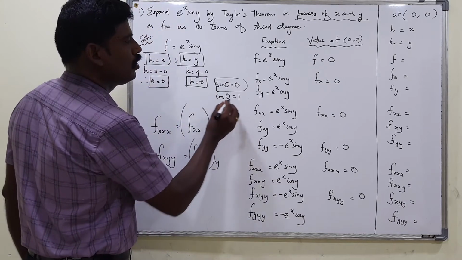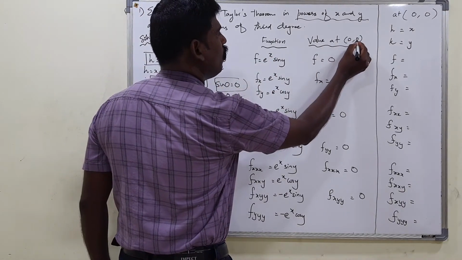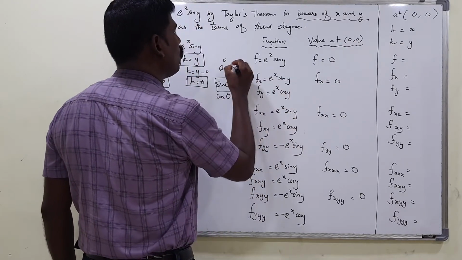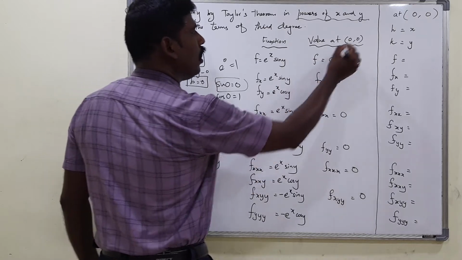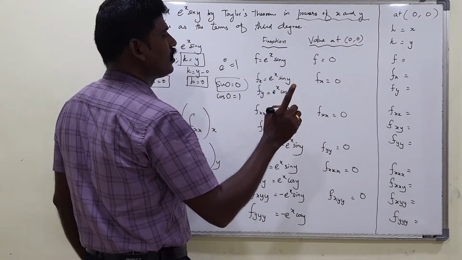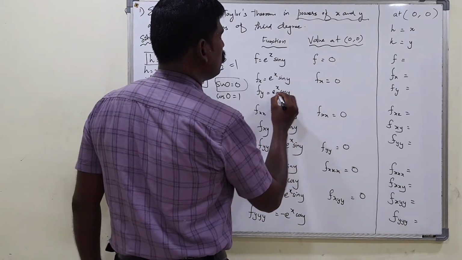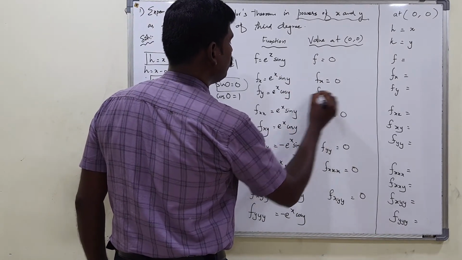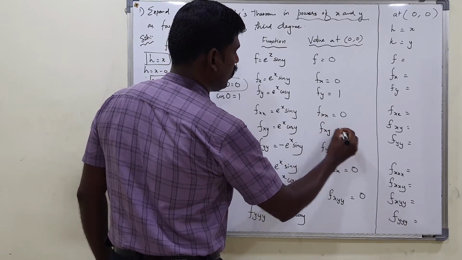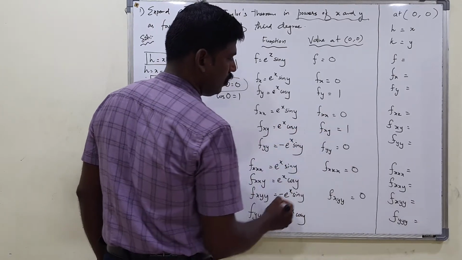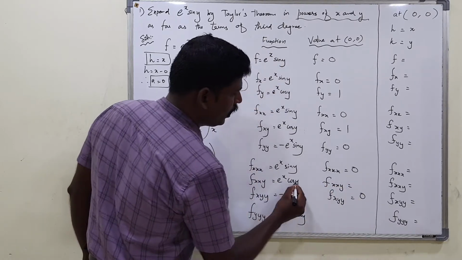Now, what is cos 0? 1. What is e power 0? Because x is 0 and y is 0, e power 0 is always 1. So don't worry about that, e power 0 becomes 1. Cos 0 is 1. So the function takes only 0, 1 or minus 1. So here fy. What is fy? 1, isn't it? What is fxy? 1 into 1, 1. What is f double x y? 1 into 1, 1.